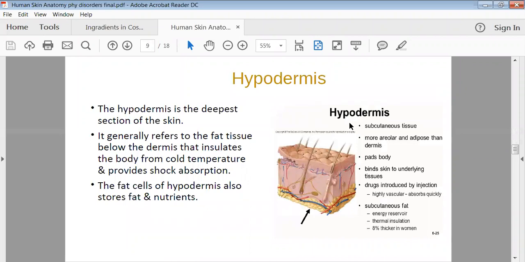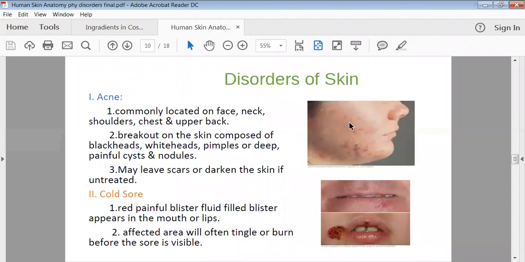Then hypodermis is there. It is the largest, last layer of your skin, and it is also called the deepest section of your skin. It refers to the fat tissue below the dermis, and it insulates the body from cold temperature, and it provides shock absorption ability to your body. The fat cells of the hypodermis also store fat as well as nutrients. Now this was just about the structure of your skin.